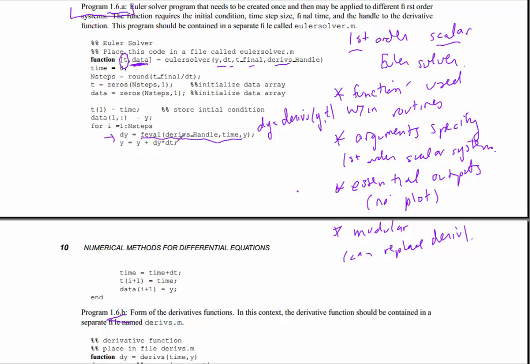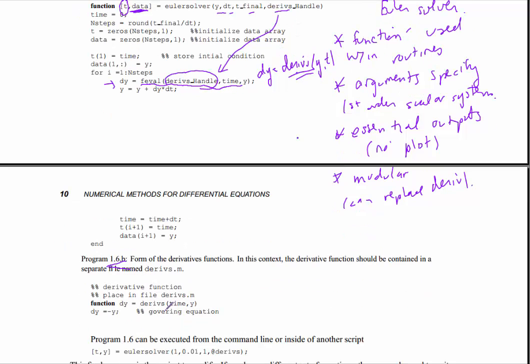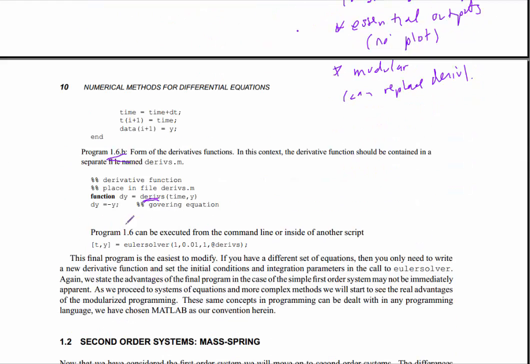Okay. Notice that derivs handle was passed as an argument to the function. So when you call the function, you specify derivs handle. What is derivs handle? Derivs handle is the name of the function that contains the derivative. Previously we used derivs, and we have the function derivs here. But notice that when this program is called, the name of the derivative routine is specified right here with the at sign.